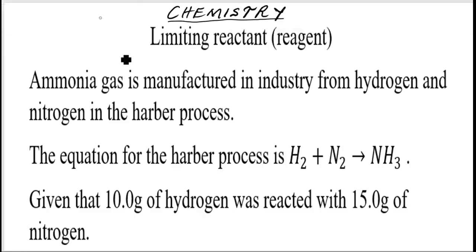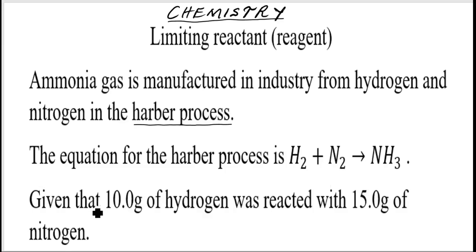The topic that we'll be discussing is calculating or finding limiting reactants or reagents. The question says ammonia gas is manufactured in industry from hydrogen and nitrogen in the Haber process. There's actually a topic specifically on the Haber process, but here we'll just be finding ways of determining the limiting reactant. The equation for the Haber process is hydrogen plus nitrogen giving ammonia gas.